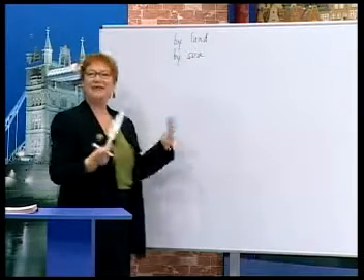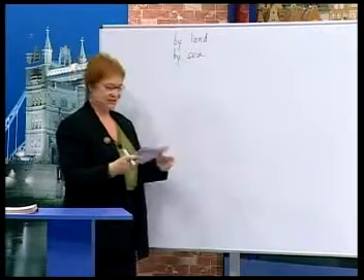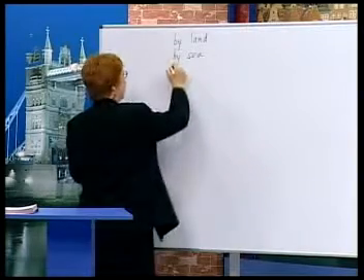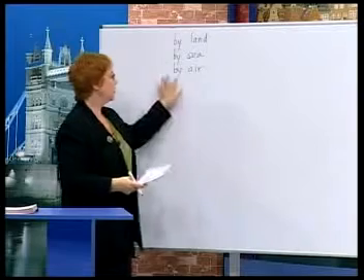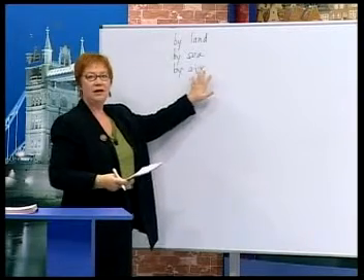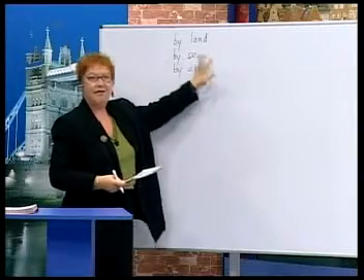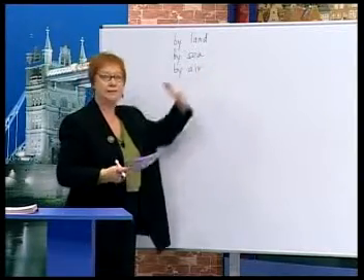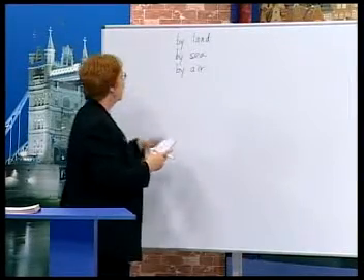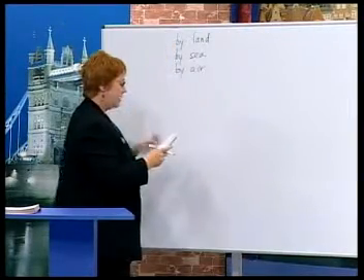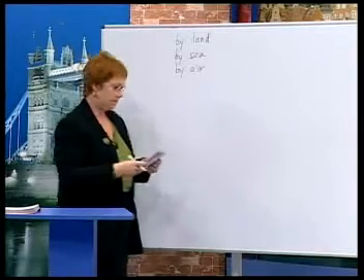For example, the sea or the ocean. Okay? And we travel by air, of course, when we are in the sky. Plane, helicopter, balloon, wings maybe. Okay? So we talk about by when we talk about how we travel.